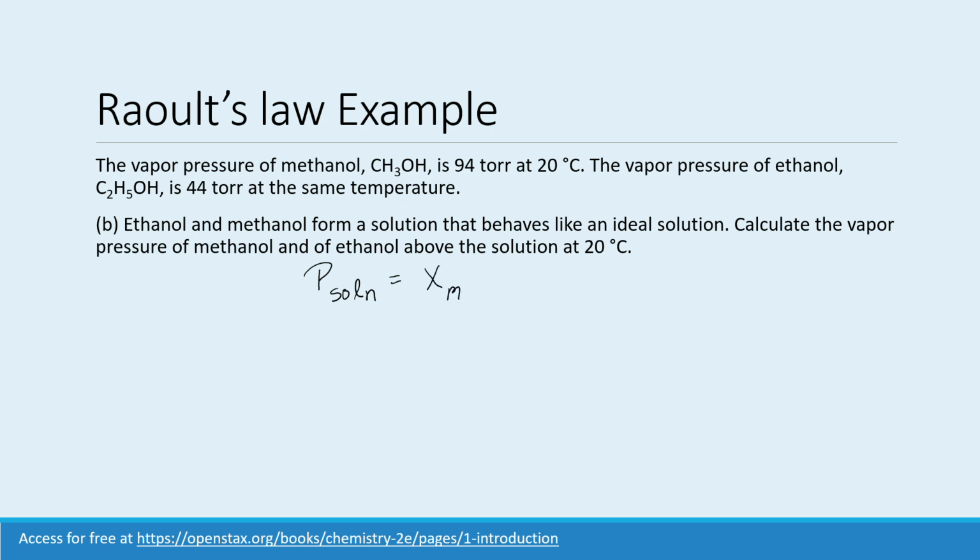Okay, so that's going to be the mole fraction of the methanol times the pure vapor pressure of methanol, and then add that to the mole fraction of ethanol times the pure vapor pressure of ethanol. Okay, so if we add these two together, you've got the 0.5899. That was the mole fraction of methanol from the previous example, and then they tell us that the pure vapor pressure of methanol is 94 torr.